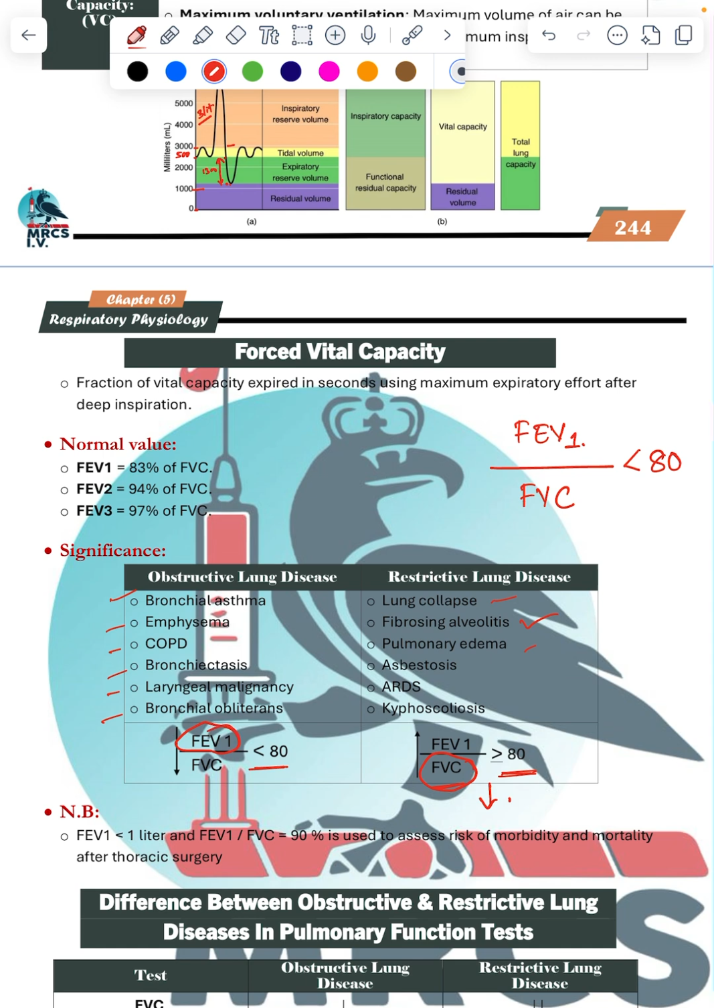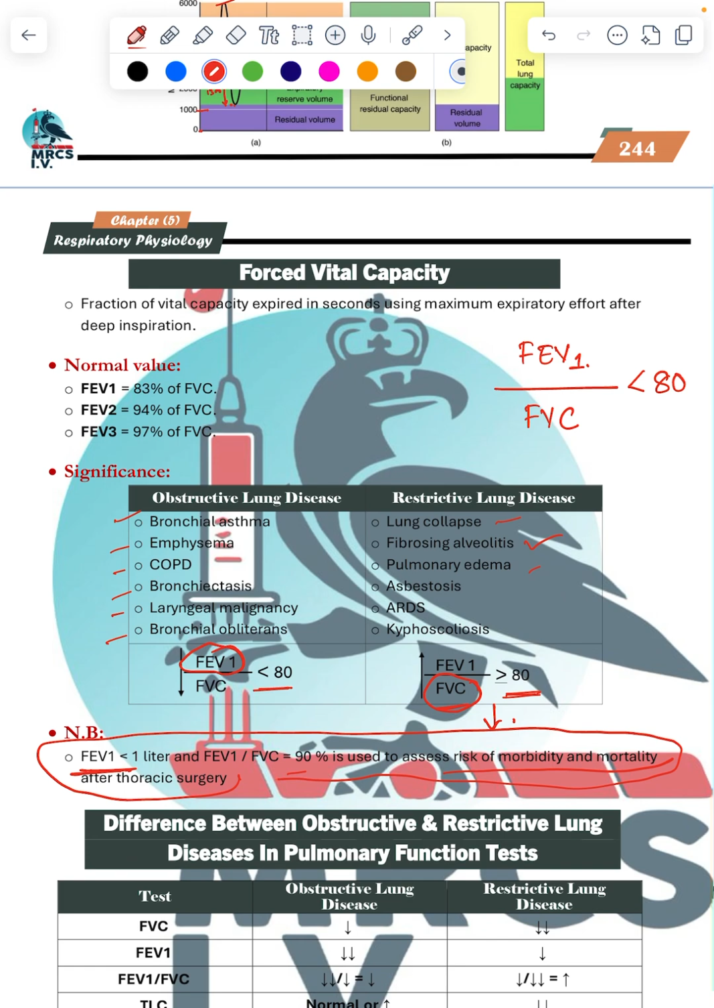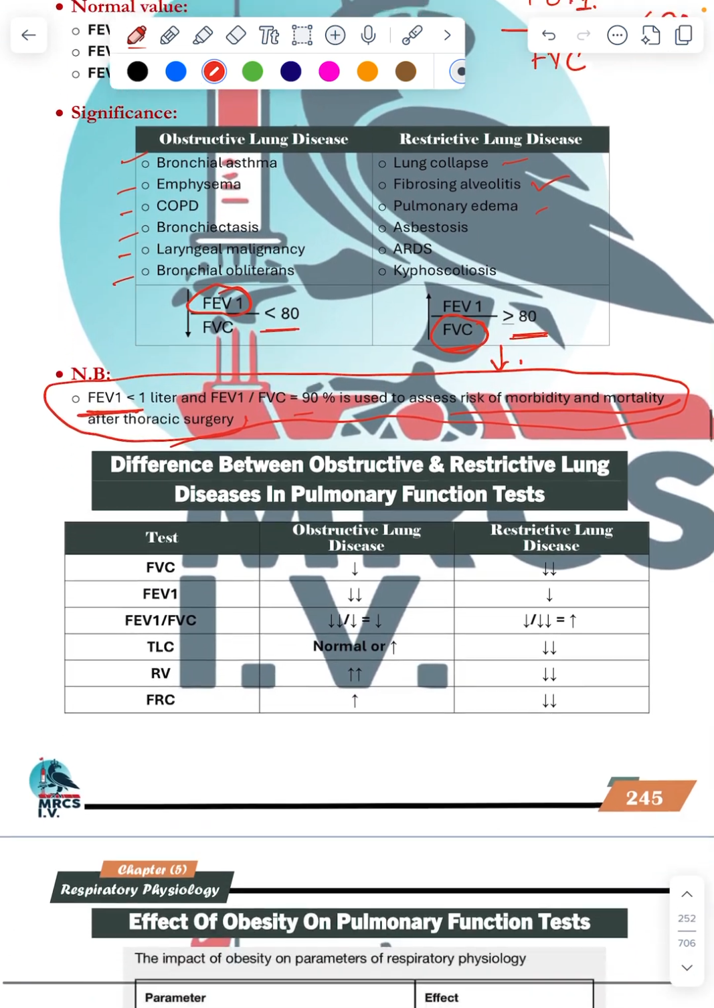In the first second he is expiring maximum. So if you see FEV1 is less than 1 liter in the first second, and FEV1 to FVC is 90%, this is used to assess risk of morbidity in thoracic surgery. If it is less than 1 liter, that is risky.